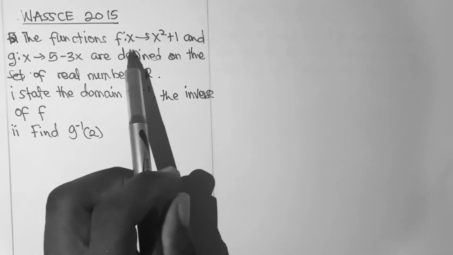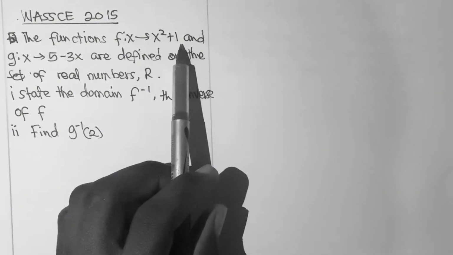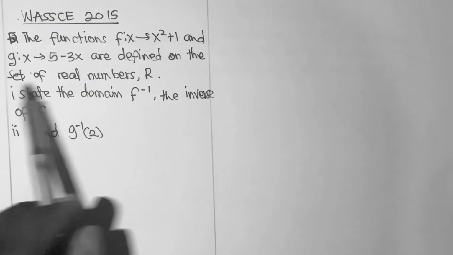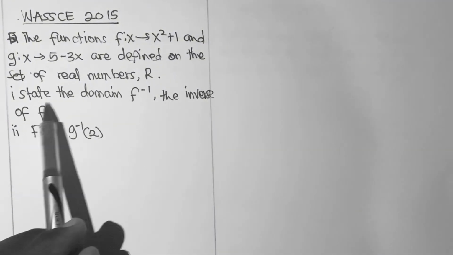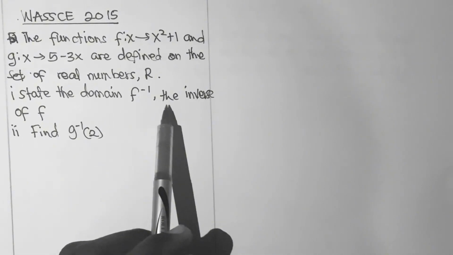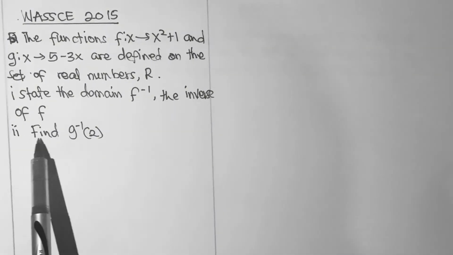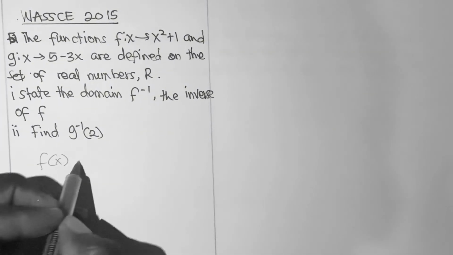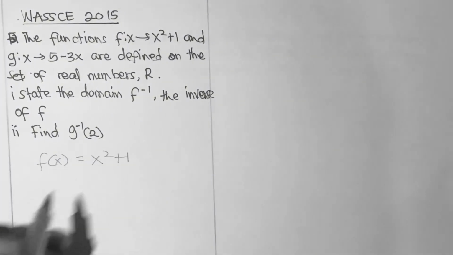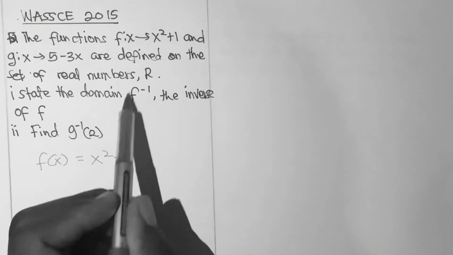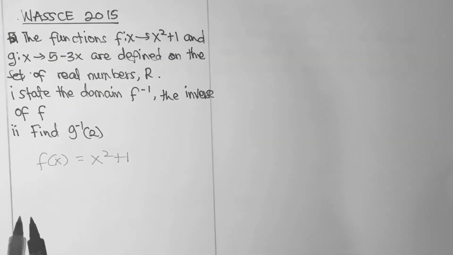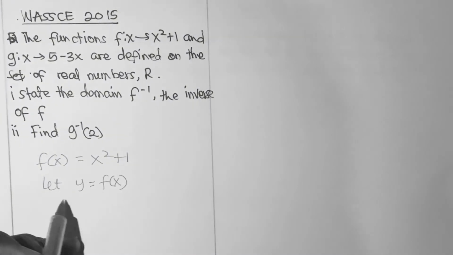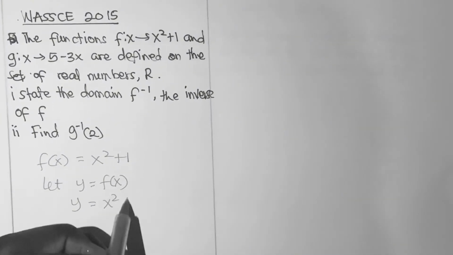The functions f: x maps to x squared plus 1 and g: x maps to 5 minus 3x are defined on the set of real numbers R. State the domain of f inverse, the inverse of f, and then find g inverse of 2. So f of x is equal to x squared plus 1. So we want to first find f inverse before we can state the domain. So let's let y be equal to f of x. So this means that y is equal to x squared plus 1.